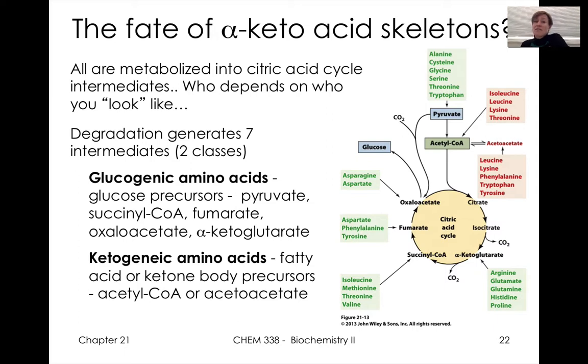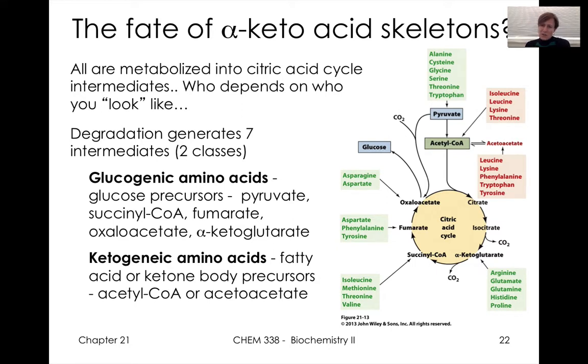Now, your book spends a lot of time going through how you actually metabolize every single one of these alpha keto acid skeletons coming from different amino acids. So again, how you're metabolized depends on who you look like, but we can generally funnel things into two classes. And we've used these terms before when we've talked about the ability of certain amino acids to be converted into glucose. You're either a glucogenic amino acid or a ketogenic amino acid.